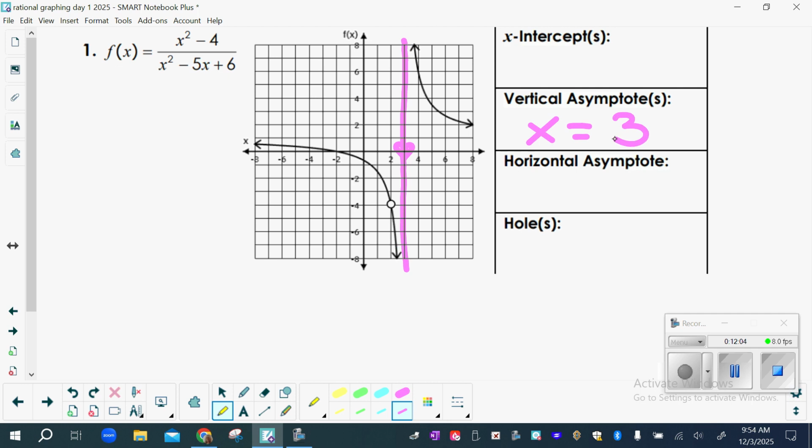Can I just write 3 down? David's watching me. Can I write 3 down? No, because it's a line. I need you to write X equals 3. 3 is just a number, but X equals 3 is an up and down line. Are we good? With your neighbors, change pen colors.